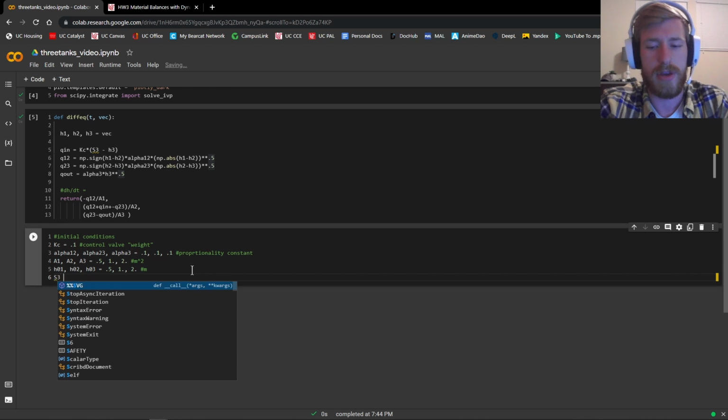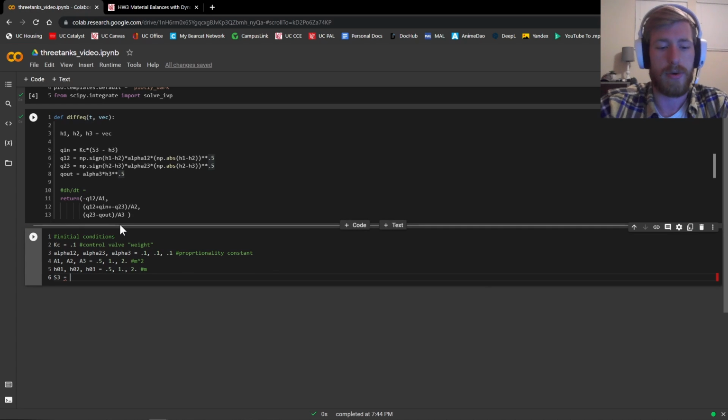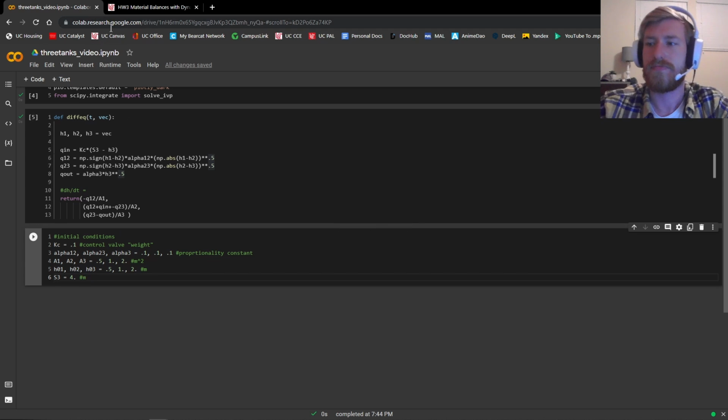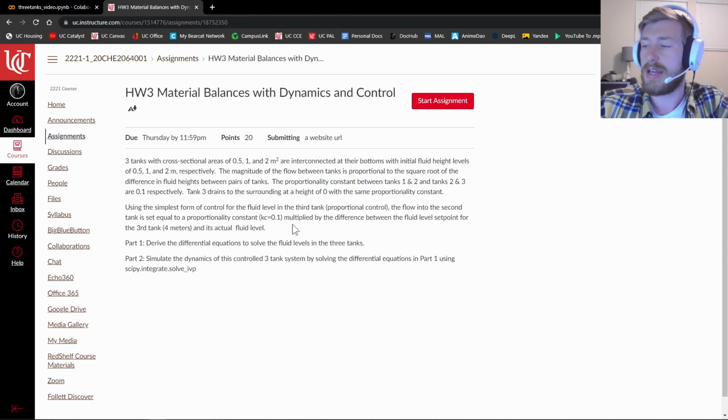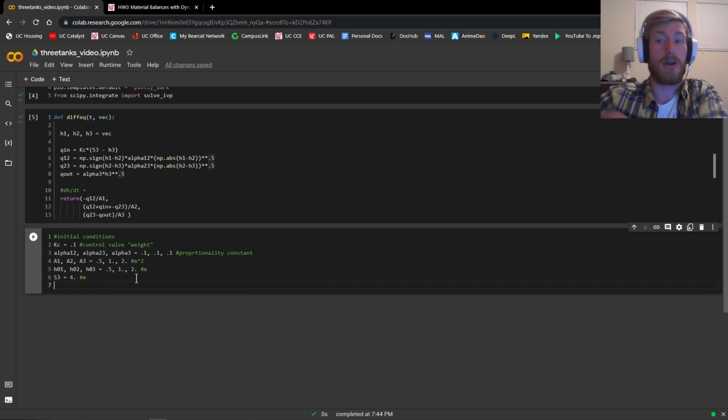So S3 is equal to, what is our set point going to be? We want our third tank to be at 4 meters tall. So we're going to put 4, and then in comments, this is going to be in meters. And that is all of our initial conditions, double checking to make sure I didn't forget anything. Yes, this is all of our initial conditions that are specified by Carlos. The other things we're going to need we'll get to in a second. So we'll define these, no issues.